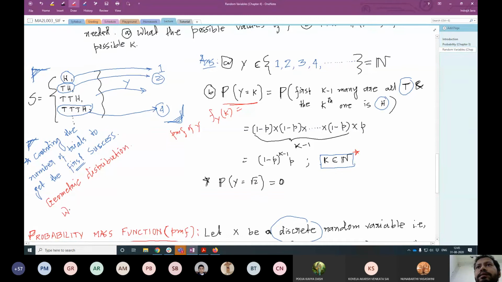And we write y follows geometric, excuse me, with a success probability p. Okay, so this is the success probability.